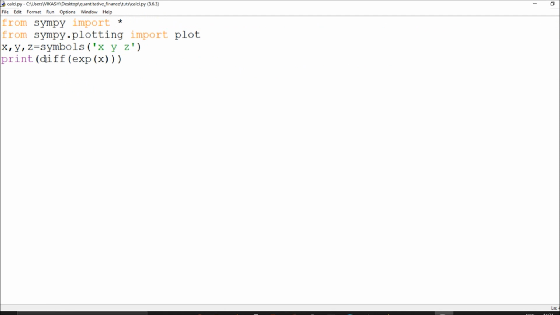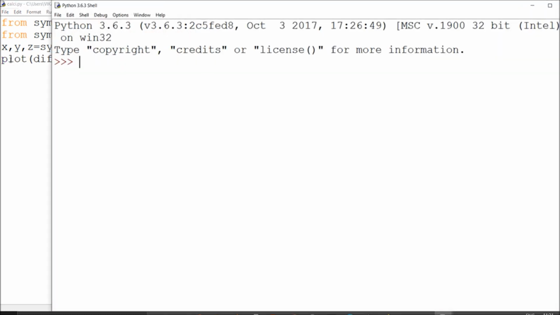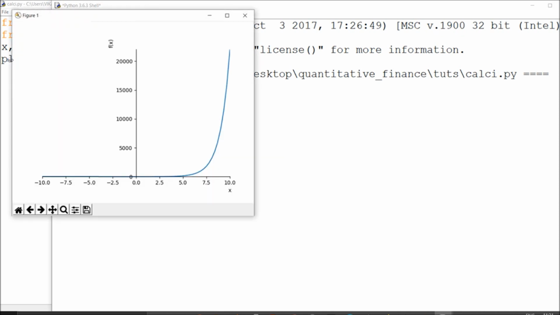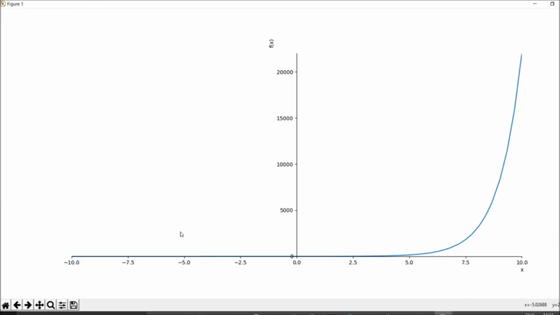Okay, now I try to plot this. So this is what we got, the plot. It started from negative, and then it reaches upwards. So this is how we receive our exponential graph.